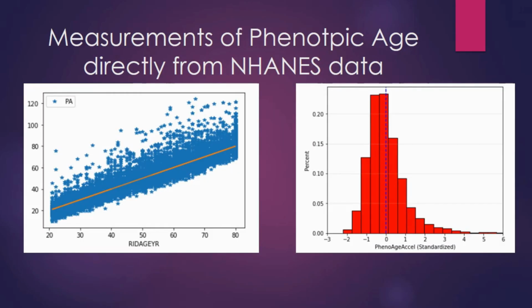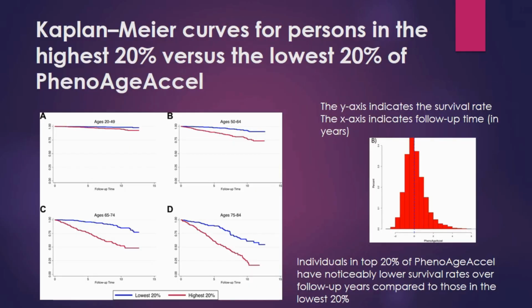Measurement of phenotypic age directly from NHANES data. Shows an additional scatter plot and the histogram representing standardized measurement of phenotypic age acceleration derived from the public health data. Kaplan-Meier curves for persons in the highest 20% versus the lowest 20% of PhenoAge Accel. Demonstrates that individuals in the top 20% of phenotypic age acceleration have noticeably lower survival rates over follow-up years compared to those in the lowest 20%.